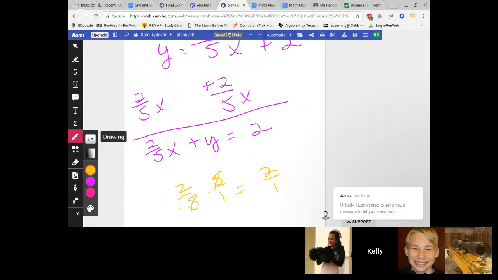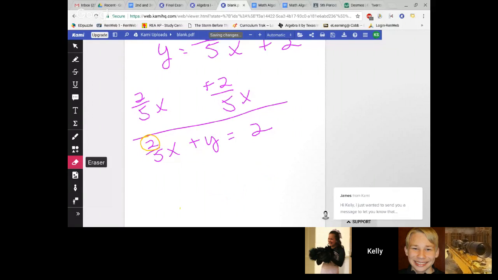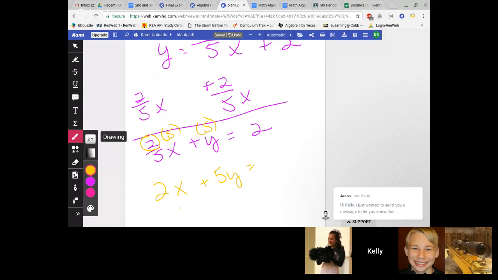So basically, since I'm multiplying, you kind of know that the numerator is going to be your answer if you're multiplying by the denominator. Does that make sense? Okay. So I multiply the whole thing by 5. And so here that leaves me with 2x. And then if I multiply 5 times y, what do I have? 5y. And then I'm multiplying 5 by 2. What do I have? 10.